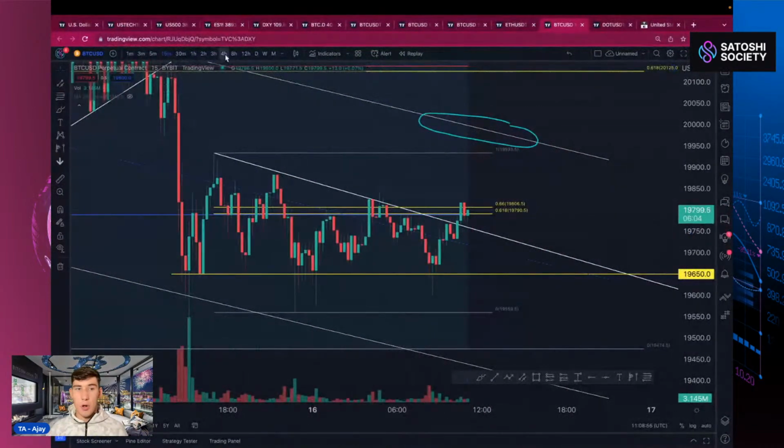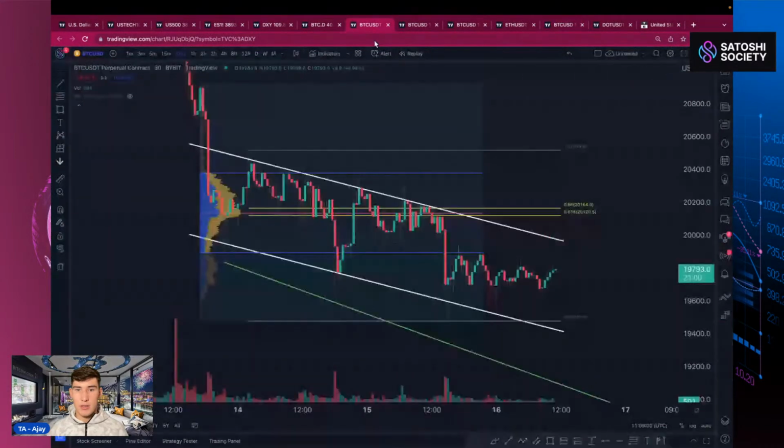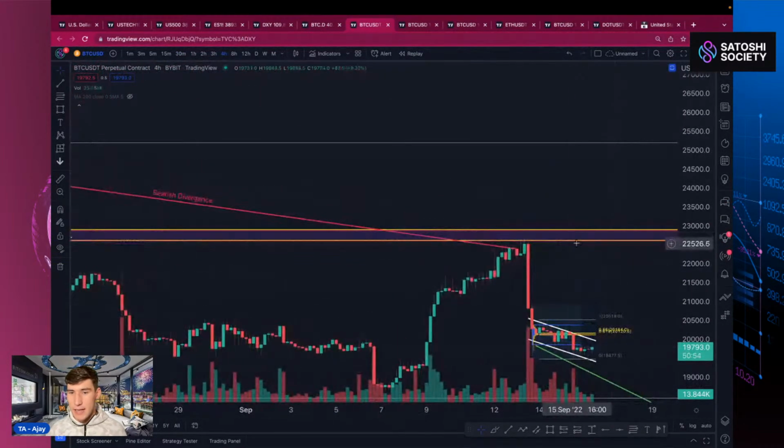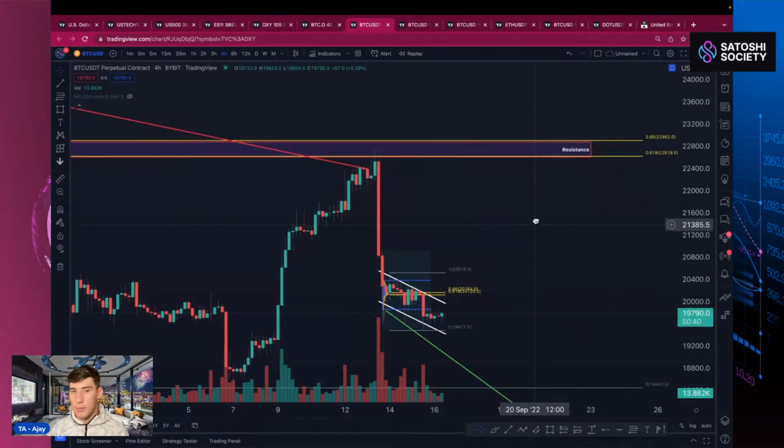I entered that short at 22,720, and if we go back to the charts, you can see this chart here. Taking a look at this chart, you can see that I entered at the very top of this move. The very top of it was actually 22,780. I entered at 22,720, so almost the very top. And yeah, I'm going to be looking at another short position from this level here. That's what I'm looking at.